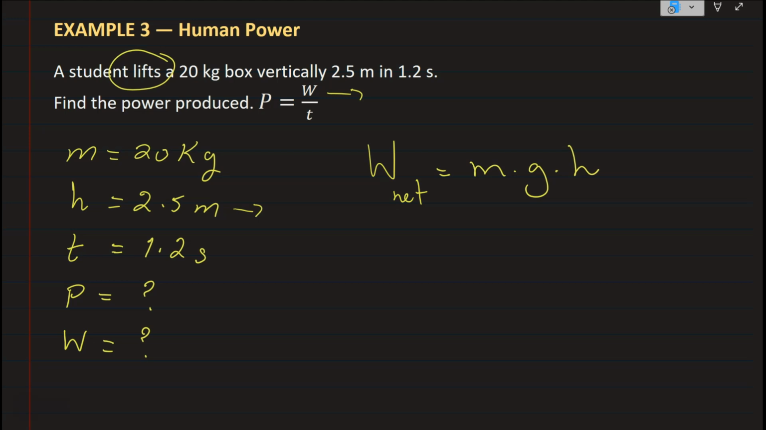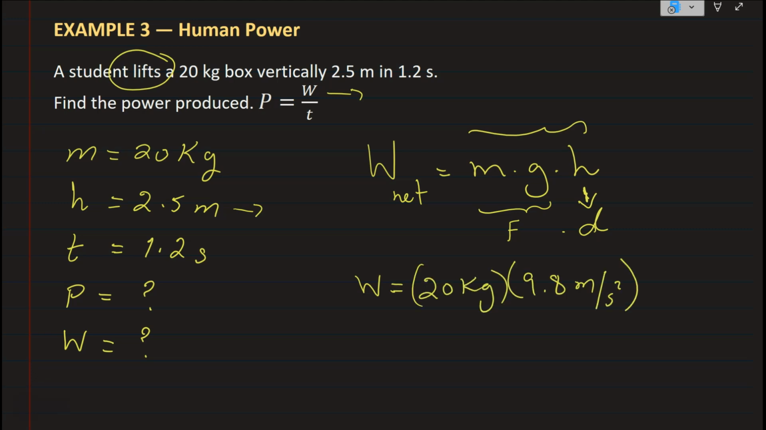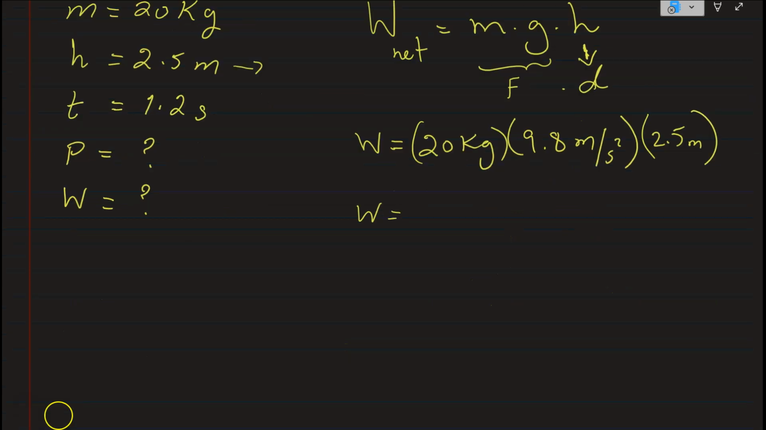So instead of work, which is force times distance, we're going to use this. Remember, force was ma, in this case mg, that's your force F, and then the h is your d. So it is work actually. That's what we're going to do to find work first. W is equal to 20 kg times 9.8 meters per second squared times 2.5 meters. Do the math. Let's find out what W is. And we get 490 joules.